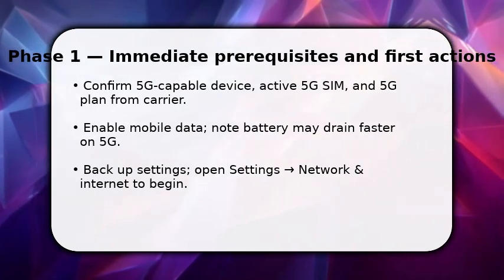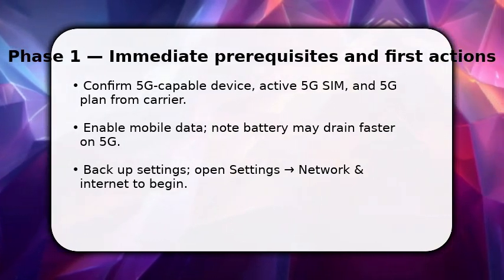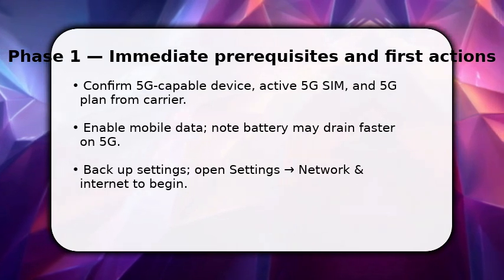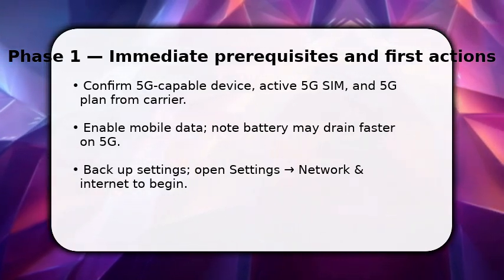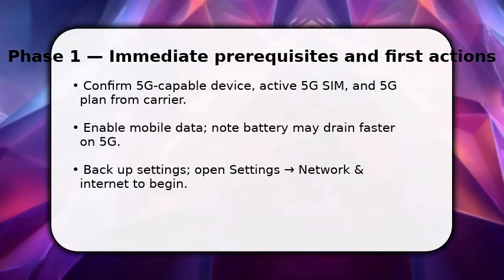Now open Settings and go directly to Network and Internet. This is where you control radio modes. You're starting with the essentials so the device can see 5G. Make sure airplane mode is off and signal bars are visible before moving on.